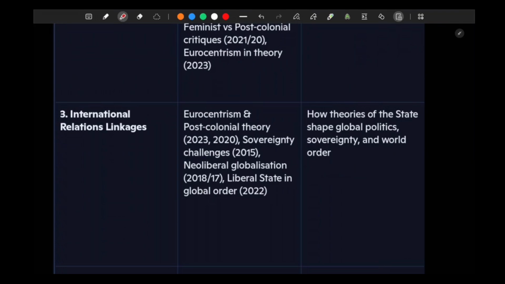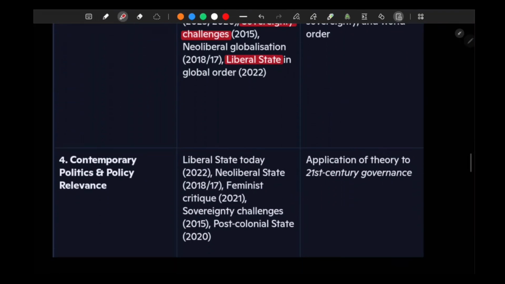Comparing normative values of different theories of state becomes an important theme which UPSC asks again and again. Post-colonial theory, sovereignty challenged by globalization, sovereignty challenged by COVID, sovereignty challenged due to rise of the United Nations and things like responsibility to protect. We are going to understand responsibility to protect in the security concept of international relations. Then liberal state, all these things.